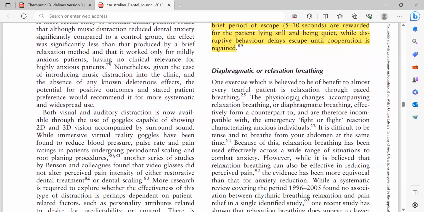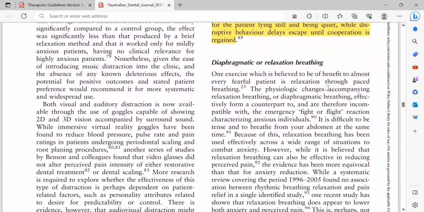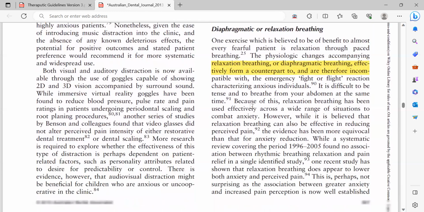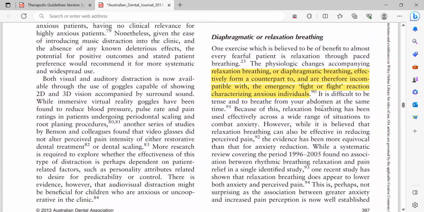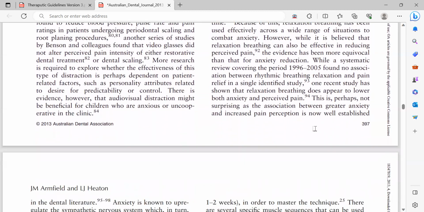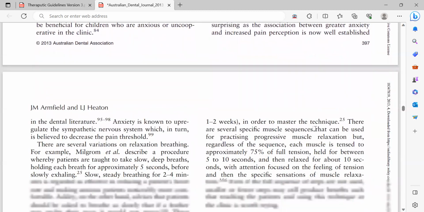This is just an exercise. The physiological changes accompanying relaxation breathing or diaphragmatic breathing effectively form a counterpart to, and are therefore incompatible with, the emergence of the fight or flight reaction. So if the patient is really anxious, you can ask them to take deep breaths, and this breathing can help them release some of the anxiousness.